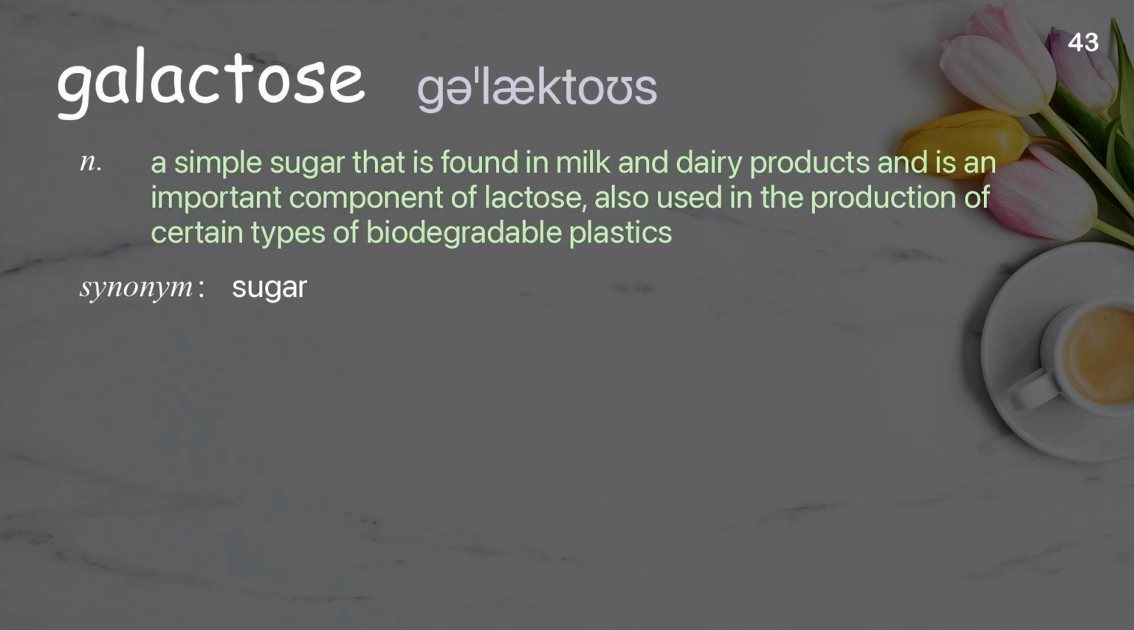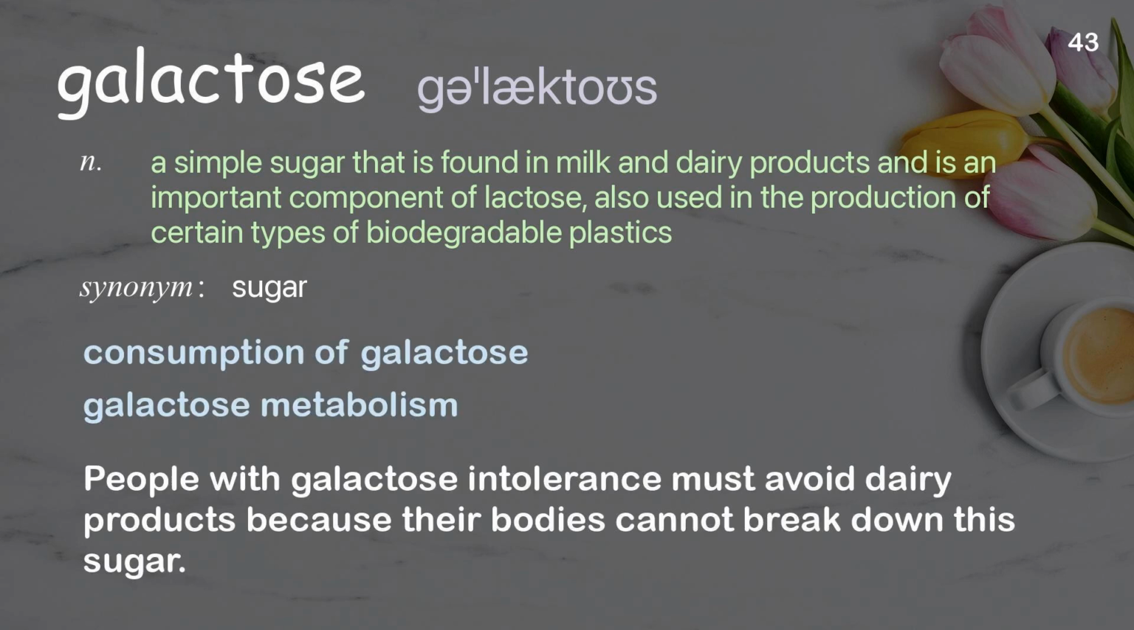Galactose: A simple sugar that is found in milk and dairy products and is an important component of lactose, also used in the production of certain types of biodegradable plastics. Examples: Consumption of galactose. Galactose metabolism. People with galactose intolerance must avoid dairy products because their bodies cannot break down this sugar.